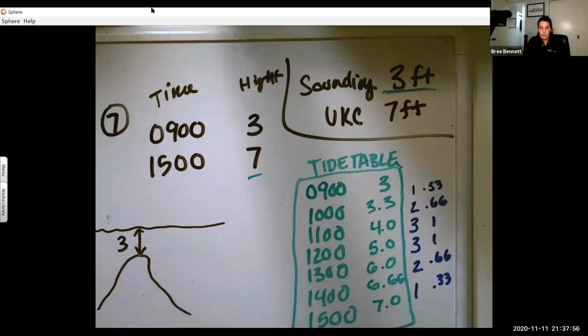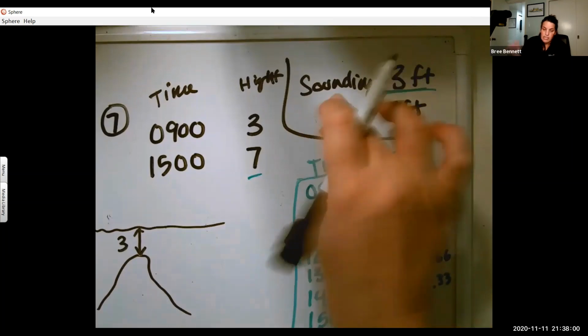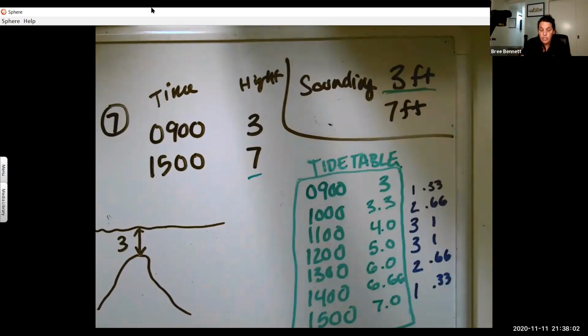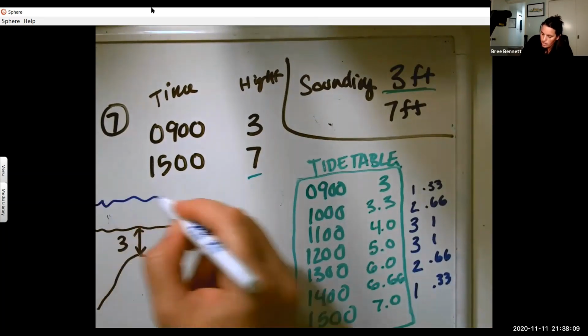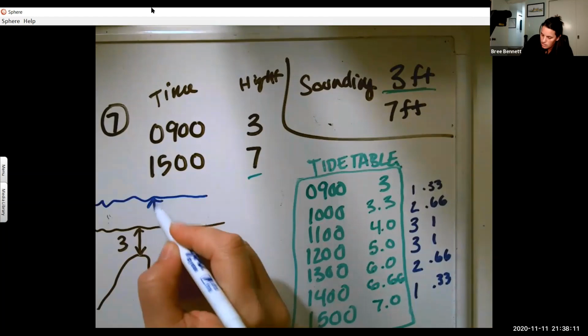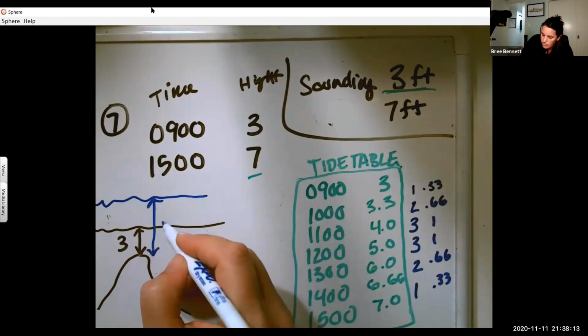We have a sounding of 3 feet. We need 7 feet. 7 feet of water. So what I need to happen is for the water to be 7 feet.